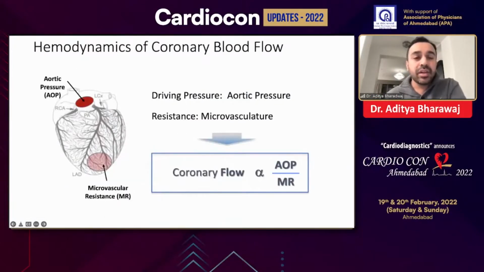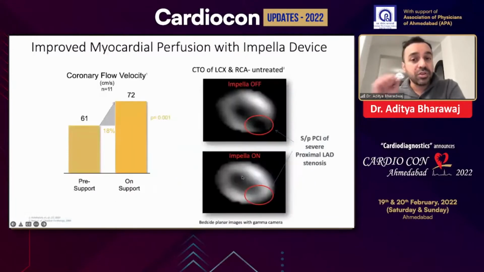This is, again, a very important concept to remember, how Impella actually improves the coronary flow. It does that by increasing the aortic pressure and by decreasing microvascular resistance. Both of these factors are an important driving force for coronary blood flow.